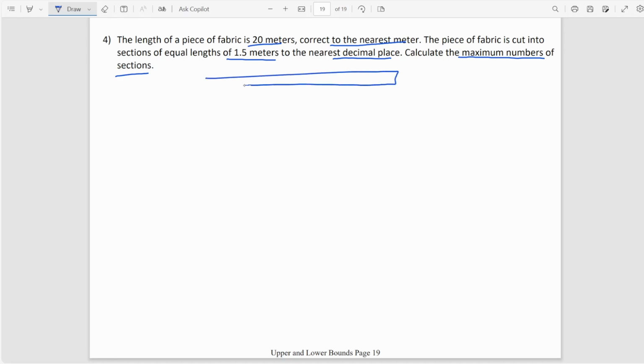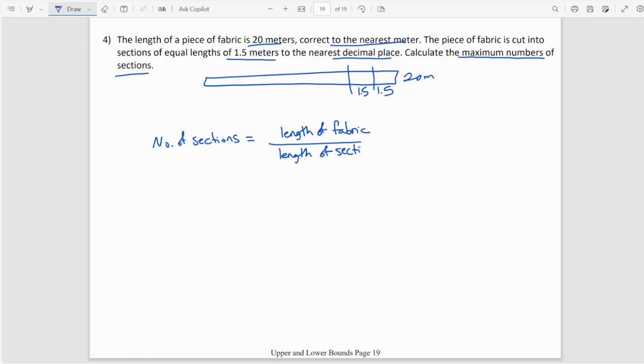So if you have a length of fabric that is 20 meters long and you're cutting it into sections 1.5 meters each, let's figure out a rule to know the number of sections. So the number of sections. So we're basically dividing 20 by 1.5, another 1.5, and so on. So this will be a division operation of the length of the fabric and dividing this by the length of the section. Okay, so this is the rule.